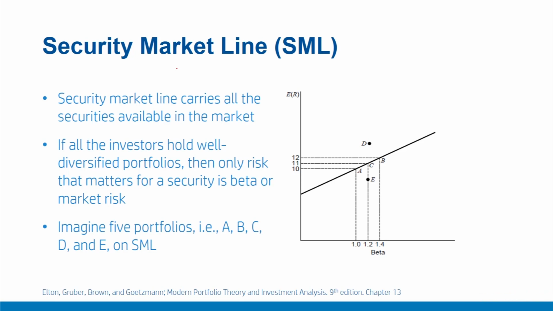Let us examine 5 portfolios A, B, C, D, E here as shown in the figure. These investments and their betas are also plotted on the figure. And the security market line, SML, is plotted like this. We'll discuss this SML in more detail. This SML plots all the securities available in the market. And these A, B, C, D, E are securities.